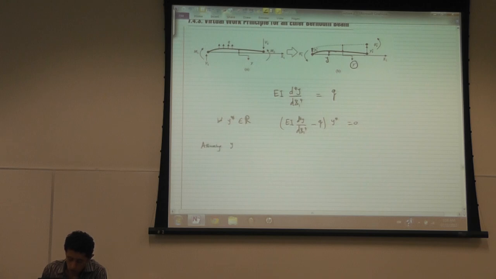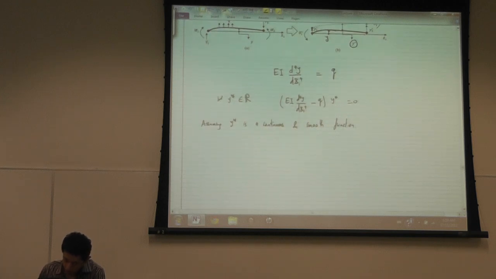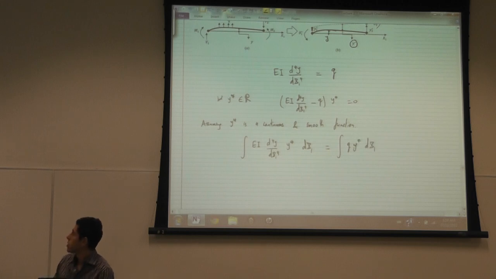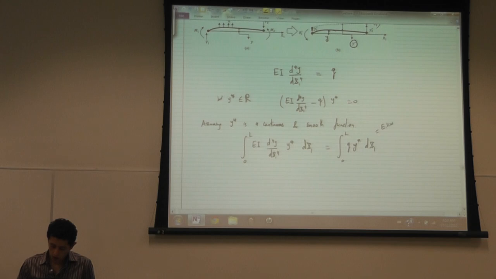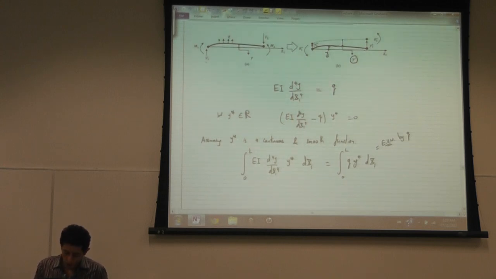Assuming y star is a continuous and smooth function, I can integrate this from 0 to L, the length of the beam. Now again, this is the external virtual work by q. I'm still missing the external virtual work by the boundary forces. The boundary forces are B1, B2, M1, M2. And I'm still missing the internal virtual work done by the stresses.